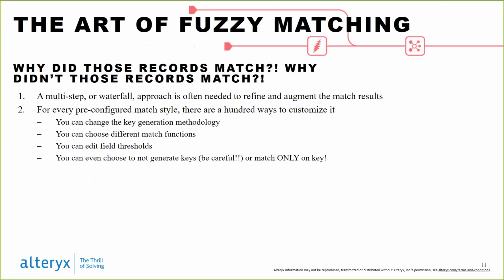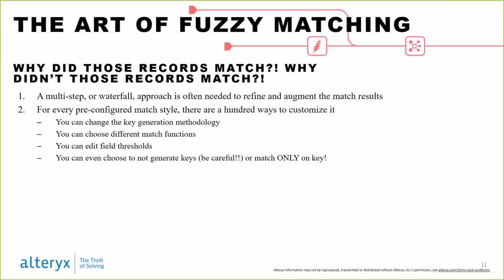We call this the waterfall process, making sure that you can create these tiers of what matches when. Or if there just needs to be a different type of fuzzy matching use case per grouping of data in your data set. So it is important to know that for any of those pre-configured matching styles, and I kind of hinted at this, you can change how these keys are generated. So if you're not happy with the output of the keys, you can change it. You can choose the different matching functions. You can edit those thresholds.